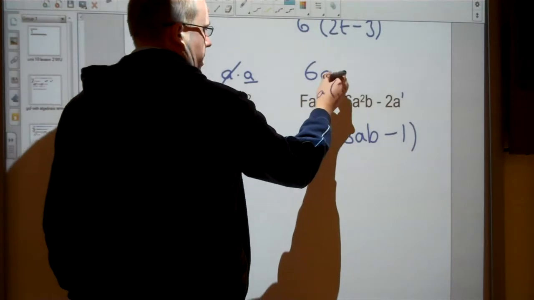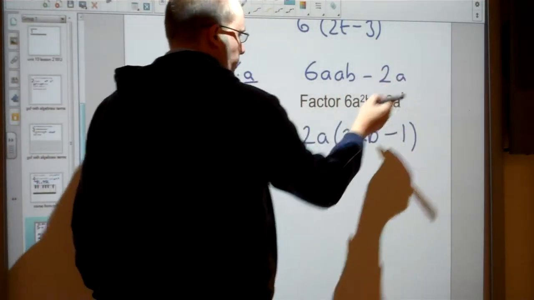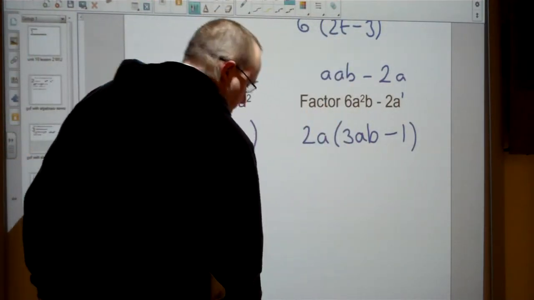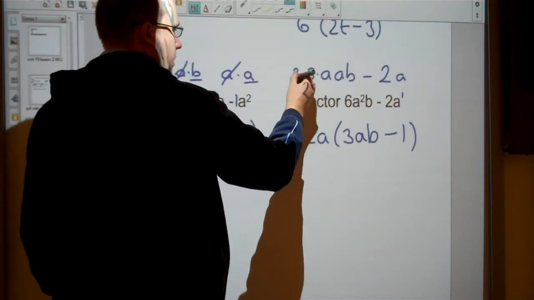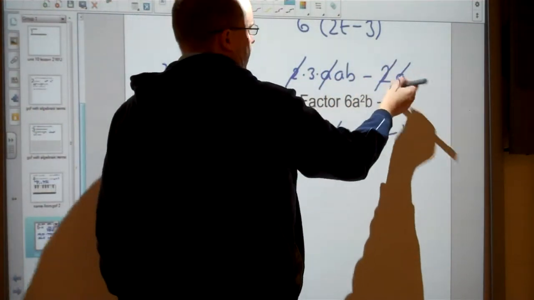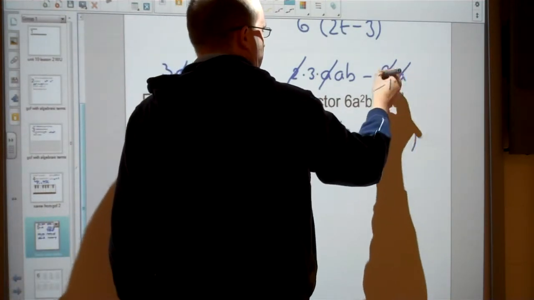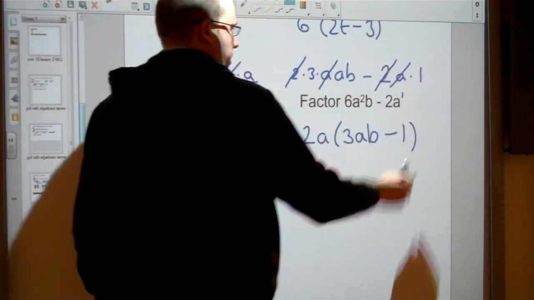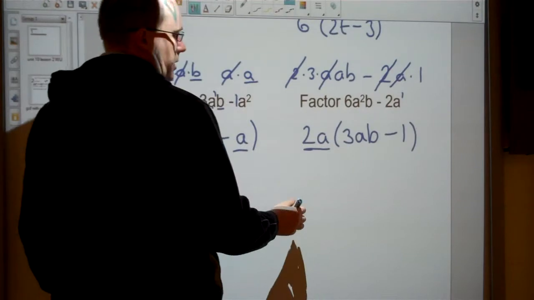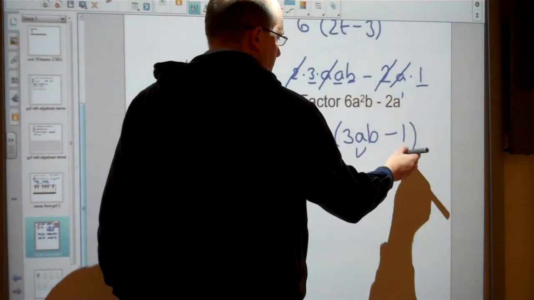6a squared b. A squared means A times A. And then I need a b. 6 I should factor as well. 6 is 2 times 3. So what do I see the same? 2 and an A, and this is where I've got to be a little careful because it looks like I've cancelled everything out and I've got nothing left. So I could write 2 though as 2 times 1, so I'm going to put a 1 back there. So I've got 2A, I've got that part done. What do I have left? 3AB. What do I have left? 1.